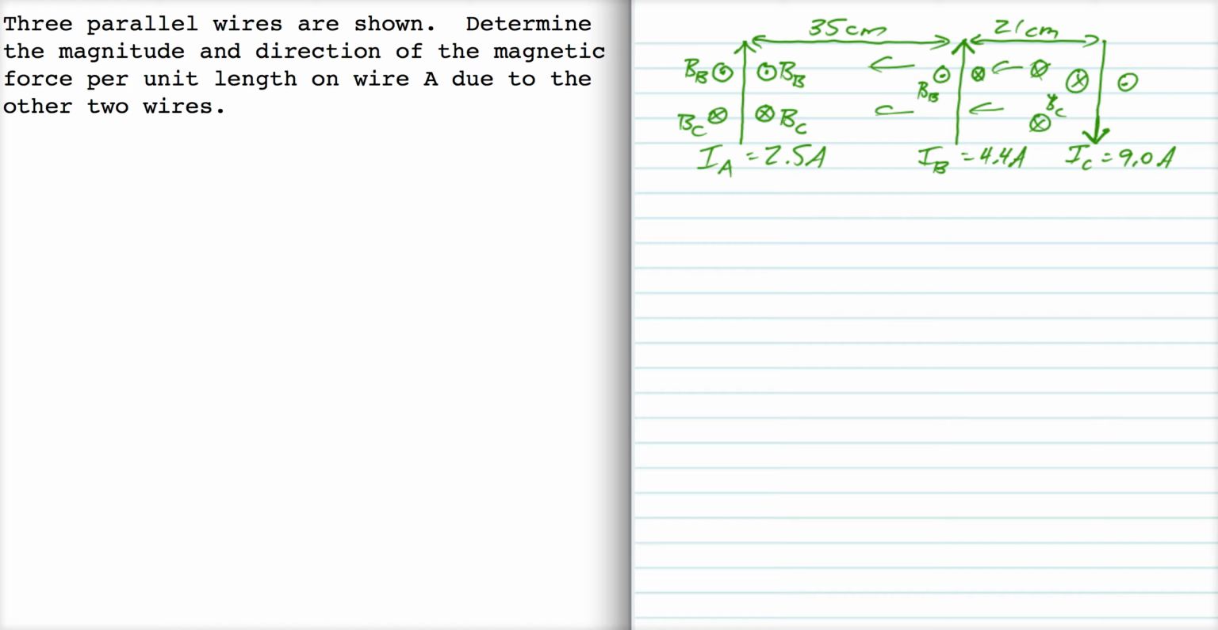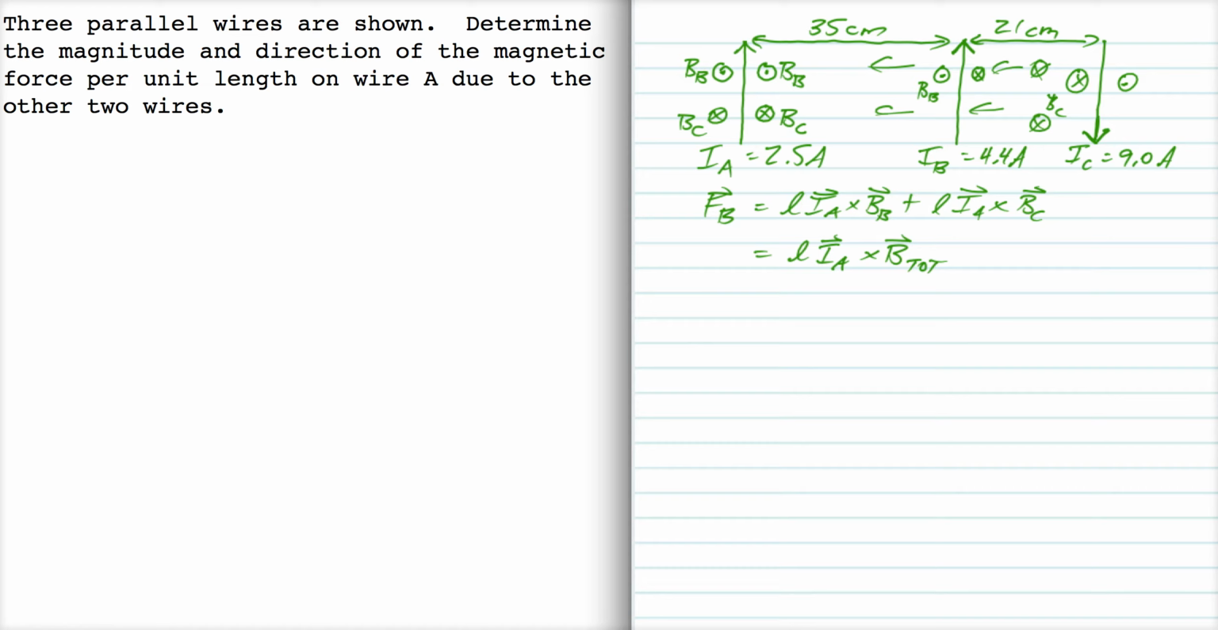Now, to find the magnetic force on wire A, we have two choices, right? We can do L I_A cross B_B plus L I_A cross B_C. Okay, we could find those two magnetic fields and add up those two forces in a vector way. Or we could write it as L I_A cross B total. Okay, why don't we just do that and save ourselves the trouble.